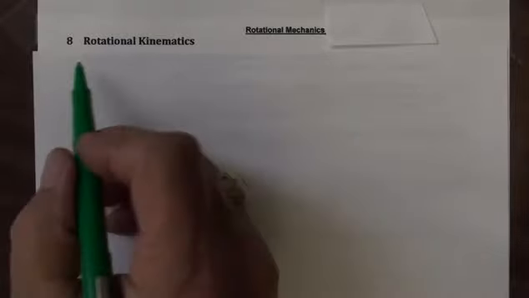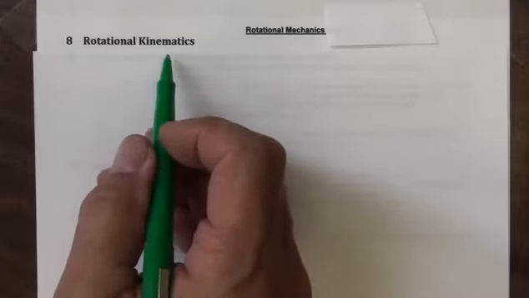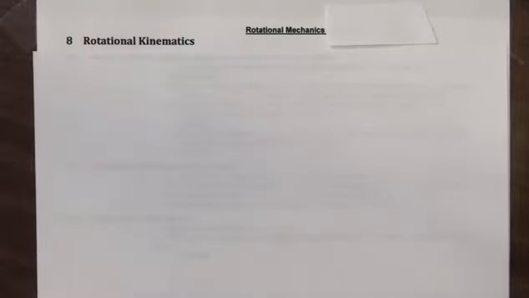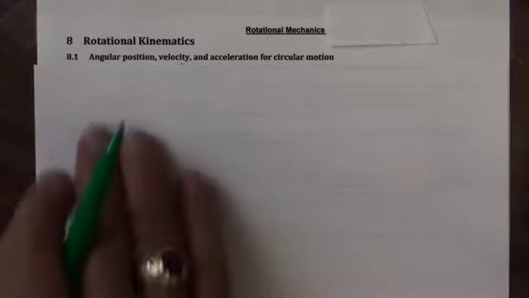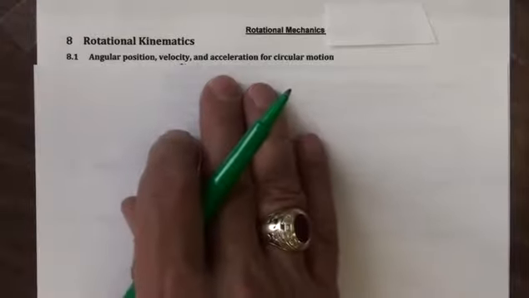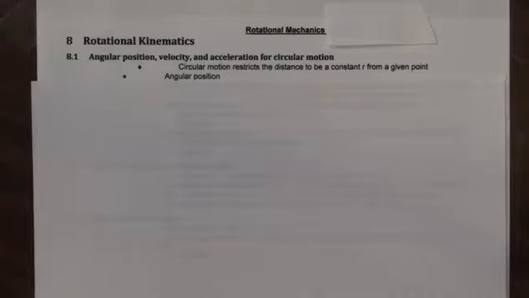The next section, Chapter 8, concerns itself with rotational kinematics. Now, by rotational kinematics we mean, let's discuss the concept of position, velocity, acceleration, and so forth in a rotational environment rather than an environment where we have translation. Translation, as you recall, is motion along a straight line. Rotation is going to go around in a circle. So we're going to talk about what it means to have circular motion.